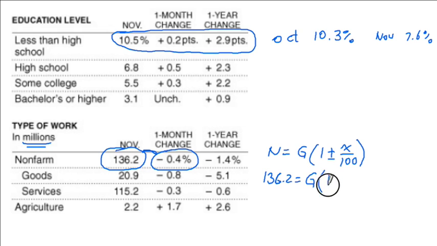So in here, we would go 1 minus 0.4 divided by 100 and solve for g, grandma, the old value, the 1 month ago value. So you figure out this number and divide it across, and you would find out what g is equal to. So that's the big difference between the way the percents are written and the percent changes are written. So up here, these are absolute changes, and down here, these are relative changes. Well, I hope that helps you interpret the table a little bit better.